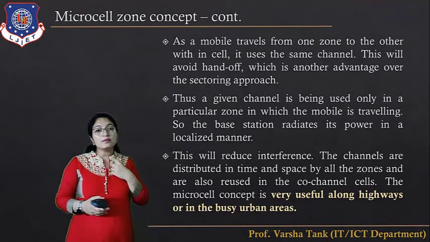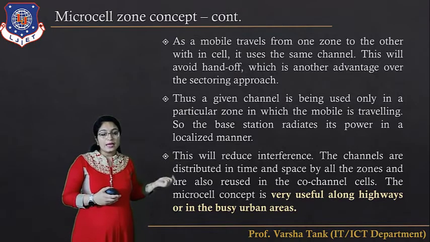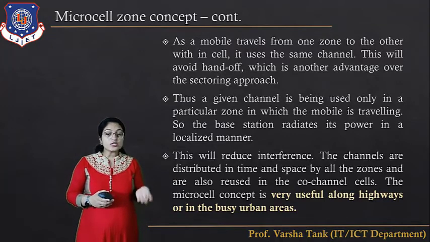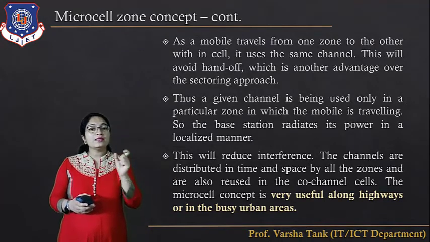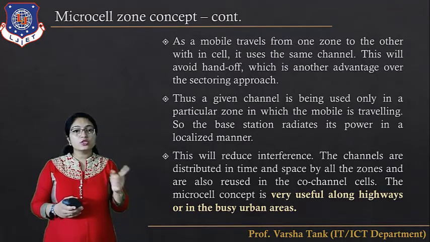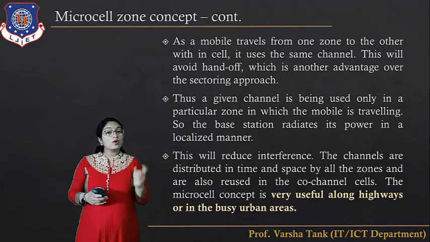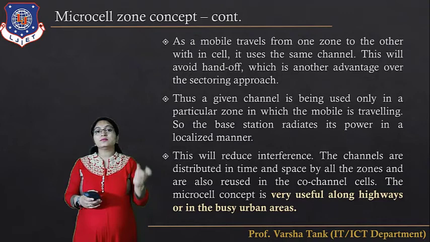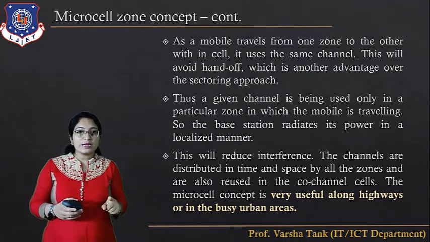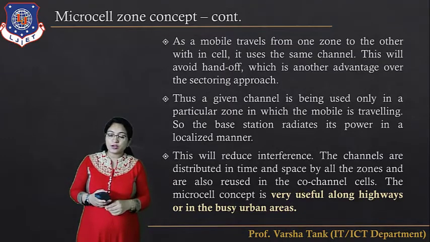As a mobile travels from one zone to another within the cell, it uses the same channel. No channel will be changed. So the same channel will be used in that particular cell when traveling from one zone to another zone. So this will avoid the handoff. We don't require the handoff because we are not dividing the cell. Just different zones are used, and in these zones we are using the same channel. So this avoids the handoff, which is another advantage over the sectoring approach.